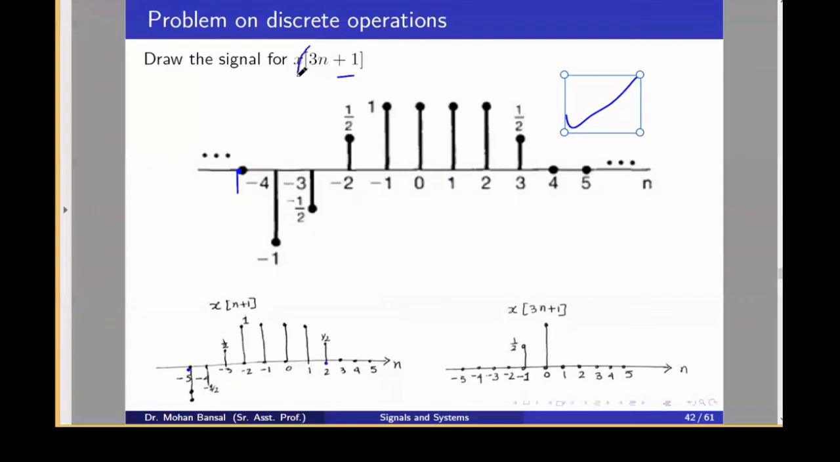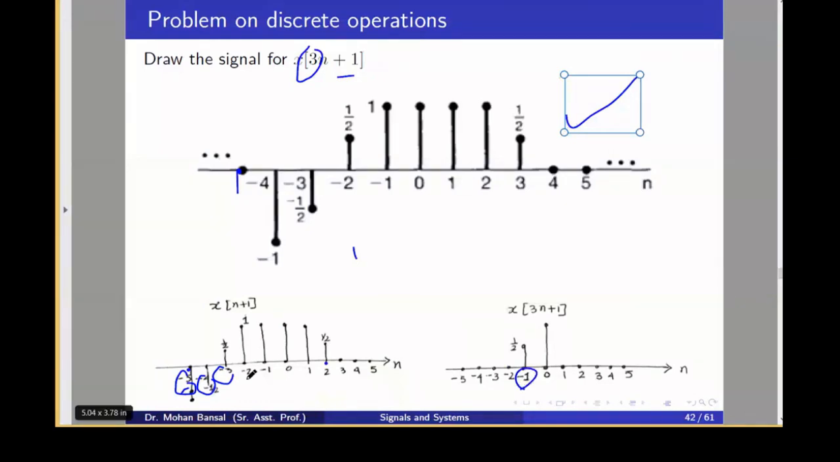Now you will have to scale by 3, and you need to divide the signal by 3. So you will get -5 by 3, -4 by 3, -3 by 3, -2 by 3 and so on. But this is a discrete time signal, which is defined only for integer values. So -4 by 3 you will not get in the final plot. -3 by 3 you will get at n equal to -1. What is the value at -3? 1 by 2. That you are getting at n equal to -1.